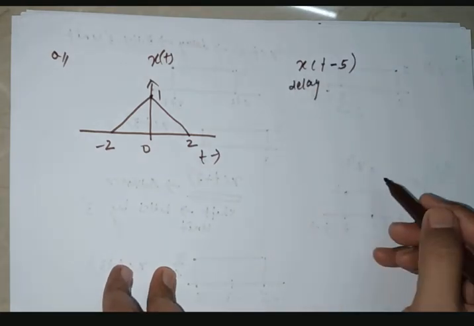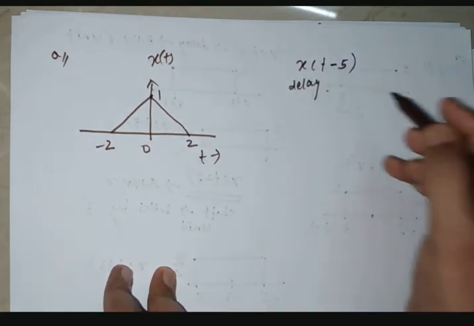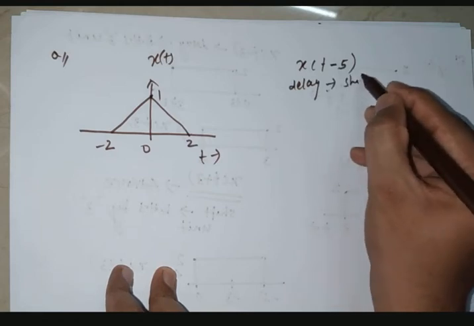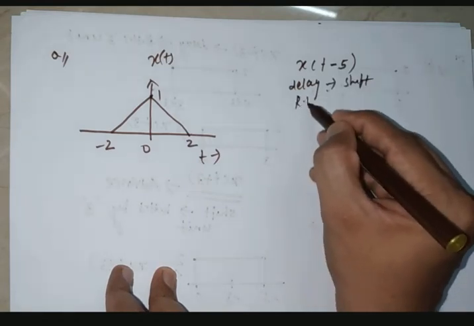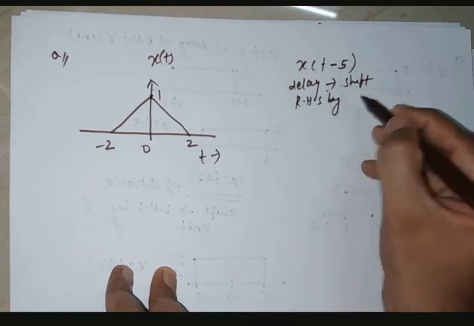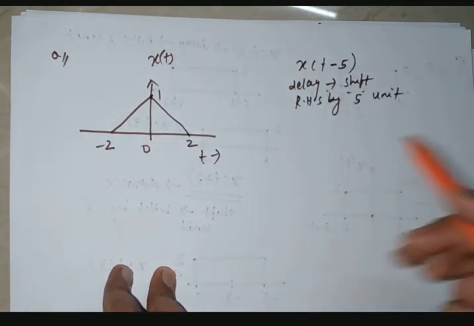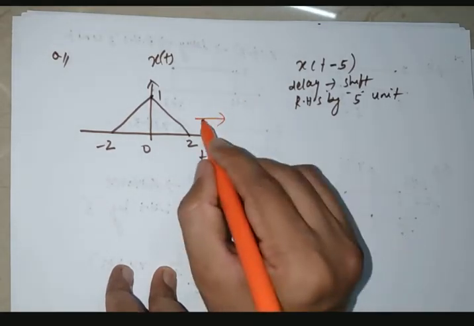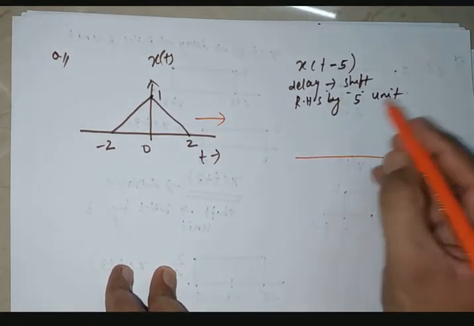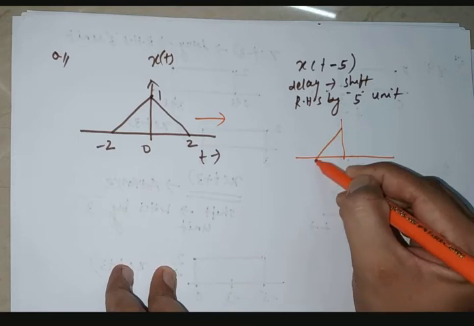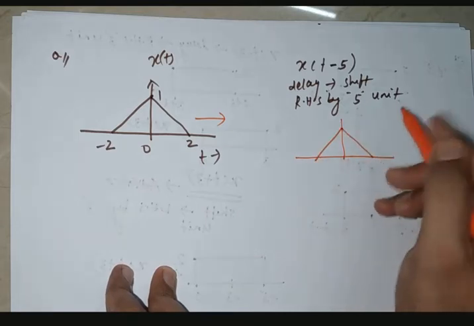again delay operation. Okay, delay means shift right hand side by how much unit? 5 unit. Now simple shift right hand side by 5 unit. What will get? There is no change of amplitude.